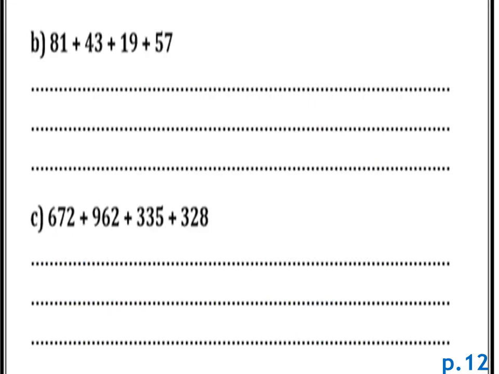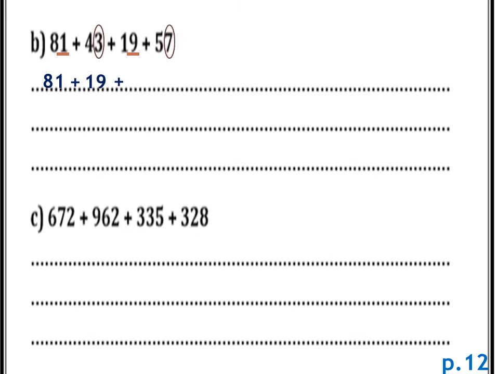And now in letter B, 81 plus 43 plus 19 plus 57. So we are going to put the numbers which will give us 100 beside each other. We don't know which numbers give us 100, so let's check the unit digit, which will give us 0. Here we have 1 and 9, so put them beside each other. So 81 plus 19, plus we have 43 and 57.